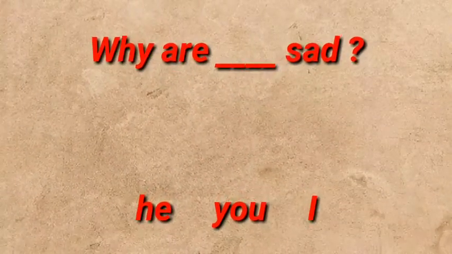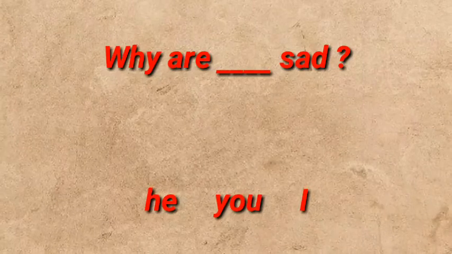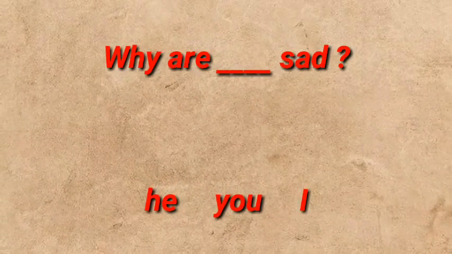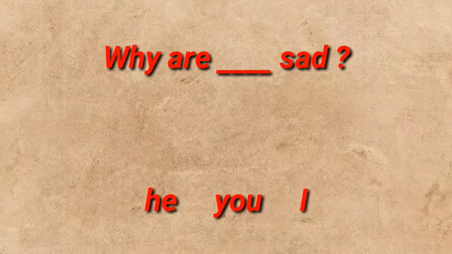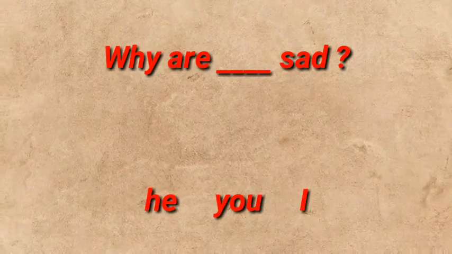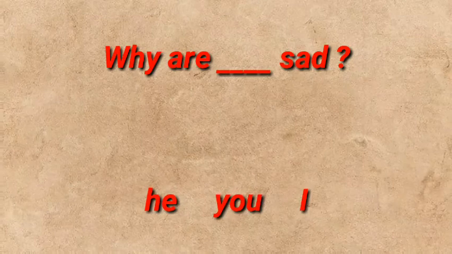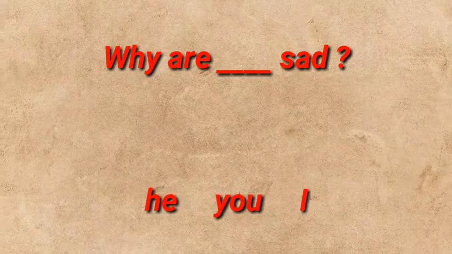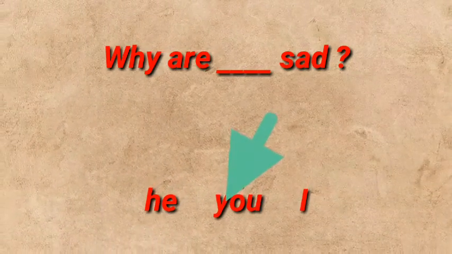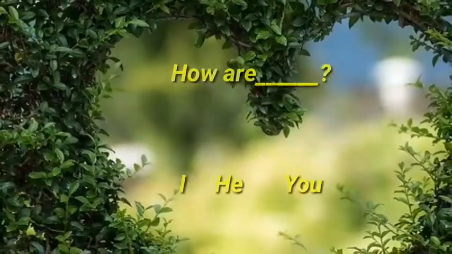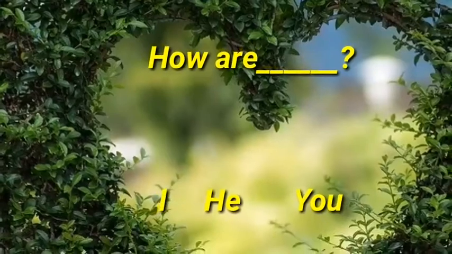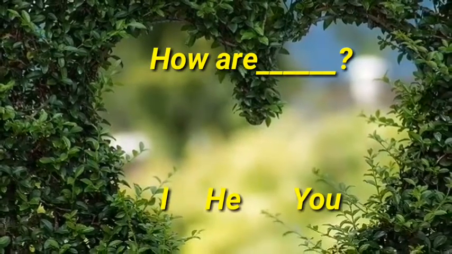So the next sentence is "Why dash sad?" He, you, I. What is the correct option? So I is followed by am. He is followed by is. And you is followed by are. So "Why are you sad?" is the correct sentence. "You" is the answer.